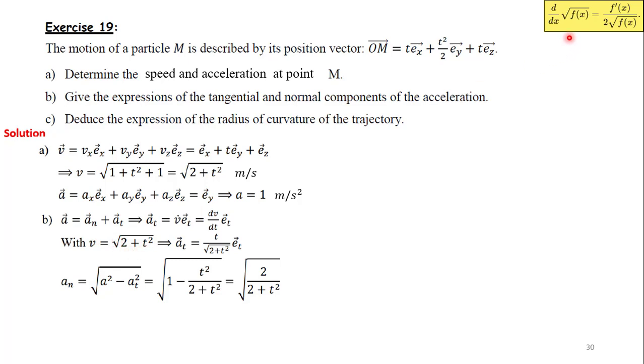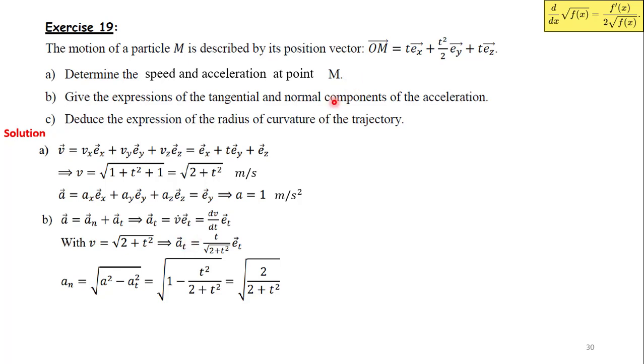We need to derive this expression with respect to time. Let's make use of this rule in math. The derivative of radical of f of x with respect to x is equal to f prime of x over 2 radical of f of x. So this will give at equal: the derivative of our function 2 plus t squared is 2t. So here there is 2 times t over 2 radical of 2 plus t squared. We have 2 in the numerator and 2 in the denominator, they will cancel each other. And then we will obtain at.